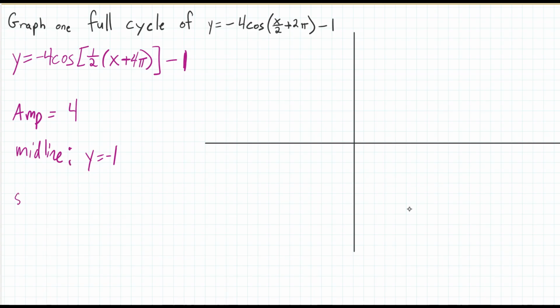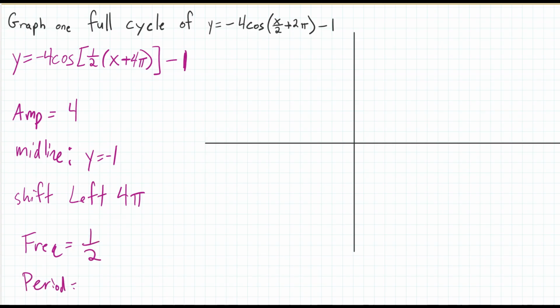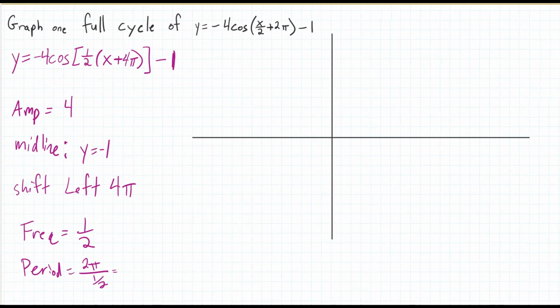The phase shift is going to be, now, if I'm adding 4 pi, that's going to be left 4 pi units. So I'm actually going to start to the left of the origin rather than on the origin or to the right of it like we normally do. And the frequency is 1/2, which means if I want to calculate a period, that would be 2 pi divided by 1/2. Now, keep in mind, when I'm dividing fractions, I could keep the numerator and just multiply by the reciprocal. So every 4 pi units, we are going to complete one full cycle here, which is pretty convenient if I'm shifting left 4 pi units.